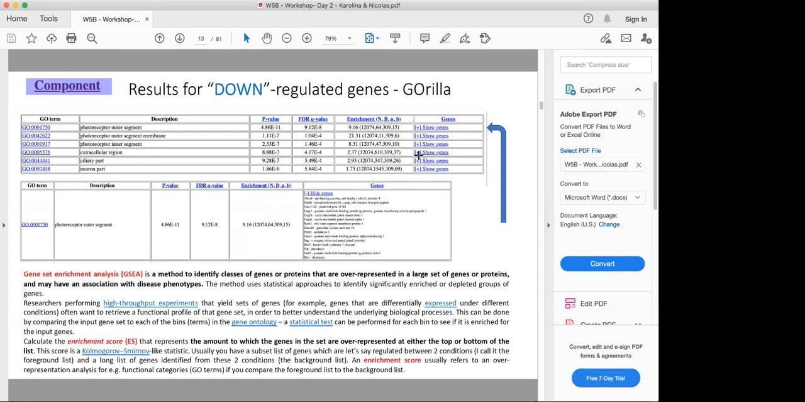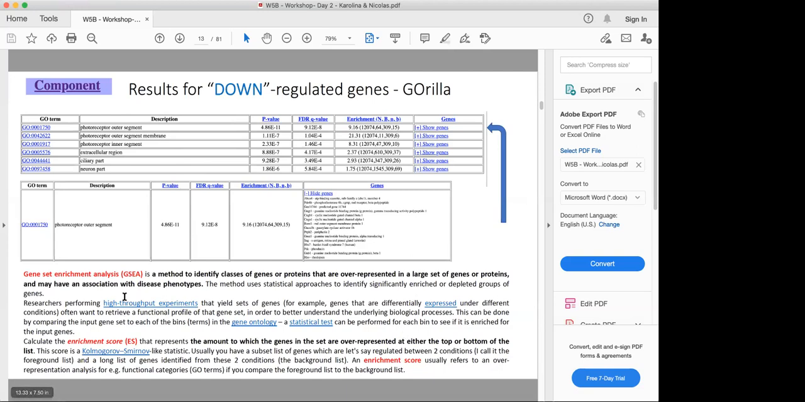But now what I want to highlight is the enrichment score. So let me explain what the enrichment score is. We know that gene set enrichment analysis, GSEA, is the method that we use to identify the classes of genes, in our case, that would be overrepresented in a big data set of genes and may have association with disease phenotypes. And our phenotype is photoreception, photoperception, yes? This method uses statistical approaches to identify significantly enriched or depleted groups of the genes.